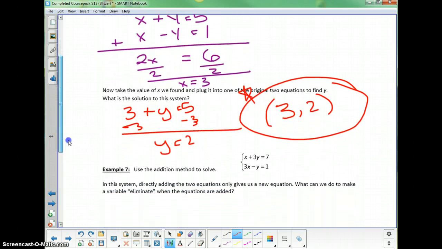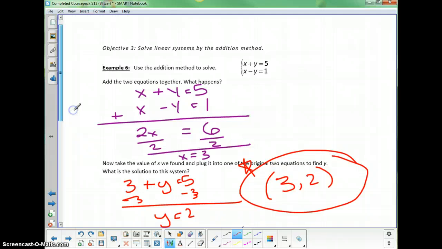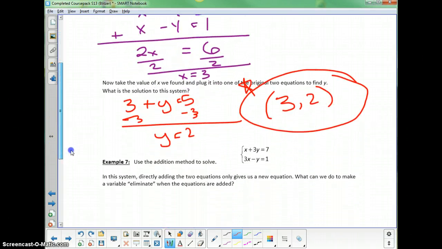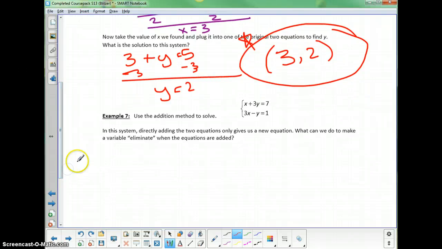Okay, so this method is called the addition method because if I add the two equations together, I'm able to eliminate a variable and solve for the remaining variable. It's also called the elimination method. I want to use that same technique to solve the next problem. However, if I look at these, when I add them up, x plus 3x is 4x, 3y plus negative y is 2y. No variable is going to eliminate, so that's not going to work.